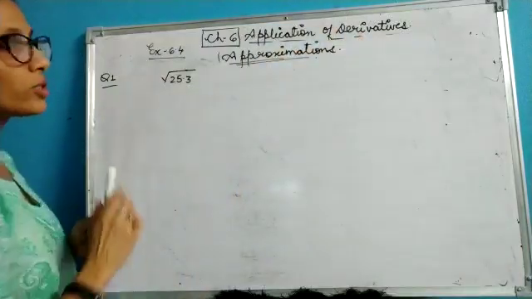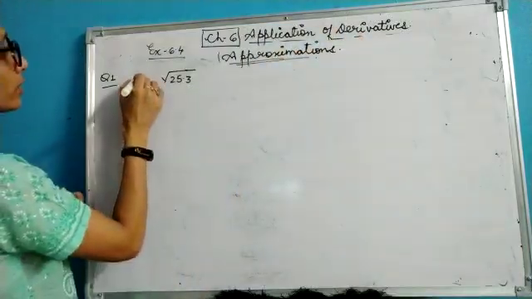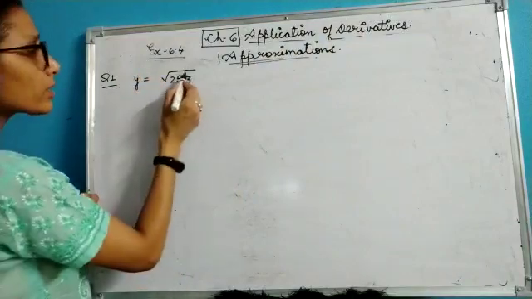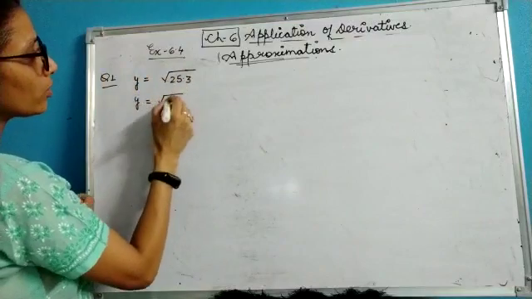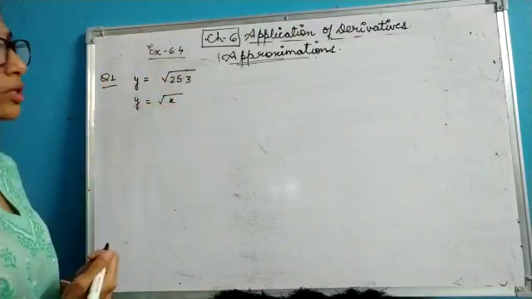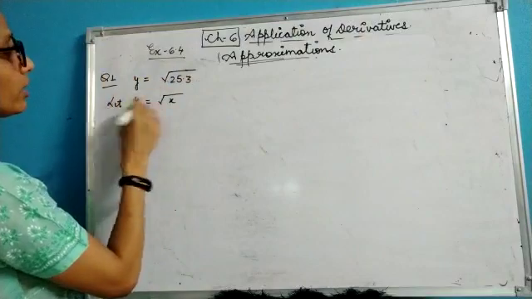Now children, whenever you are given this, you always consider this as y and this complete term as x. So I can write it as y equal to root x, where this is the complete value x. So let y equal to root x.